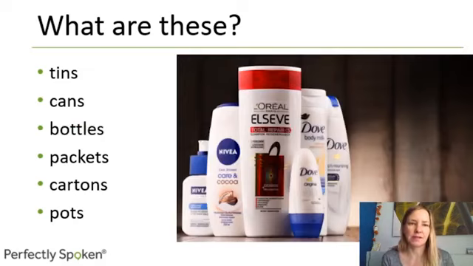Okay, what are these? This is like shampoo for washing or showering. Are they tins, cans, bottles, packets, cartons, or pots? Okay, answer coming now. Bottles, yes. Bottle of shampoo, bottle of shower gel, bottle of cream for your skin. Okay?